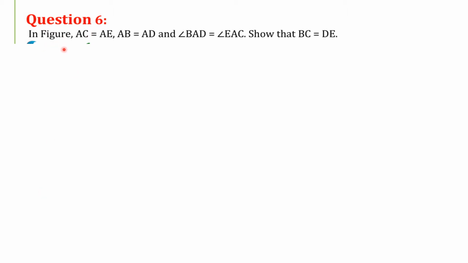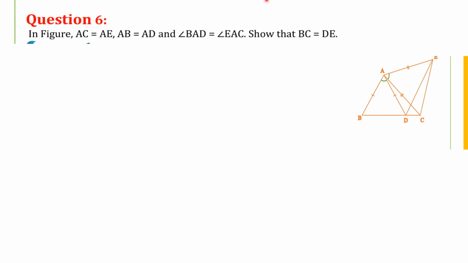Good morning, children. Let us see question number 6 of exercise 7.1, class 9th. That is the chapter Triangles. First, it is given in the question, in the figure, AC is equal to AE, which is denoted by a double dash. And the second condition, AB is equal to AD, which is denoted by a single dash. And one more condition is given, angle BAD is equal to angle EAC. Now you have to prove BC is equal to DE.